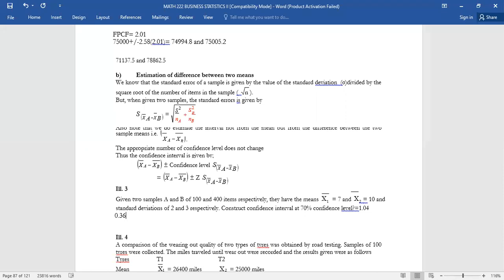You see what will happen? Let's just do it practically. So we'll be having plus or minus. At 70%, this is the corresponding figure on the Z tables, so 1.04. Then our answer was, give me the answer. 0.25. Yes. There we go.